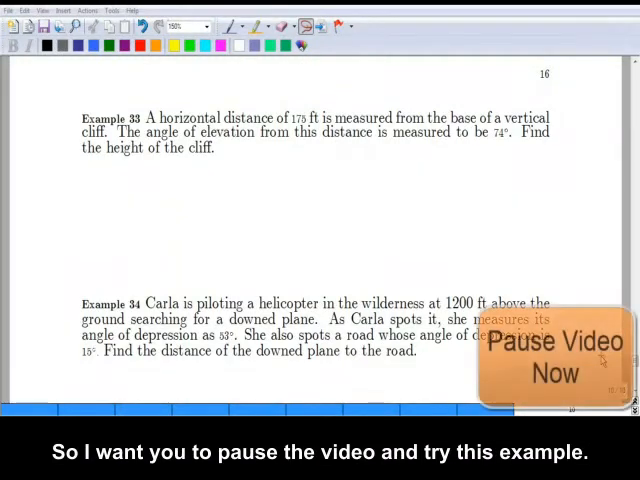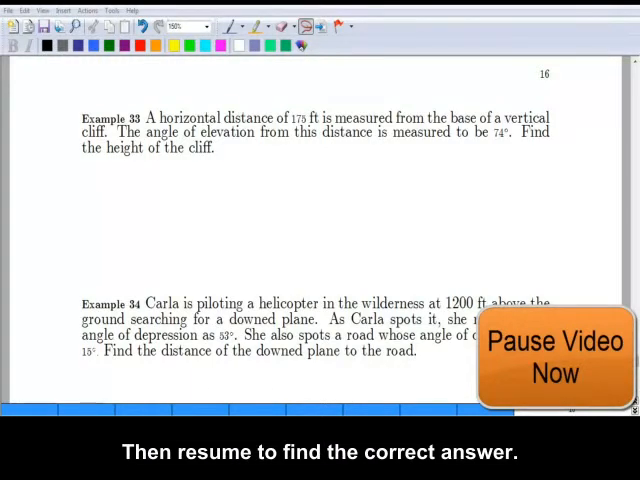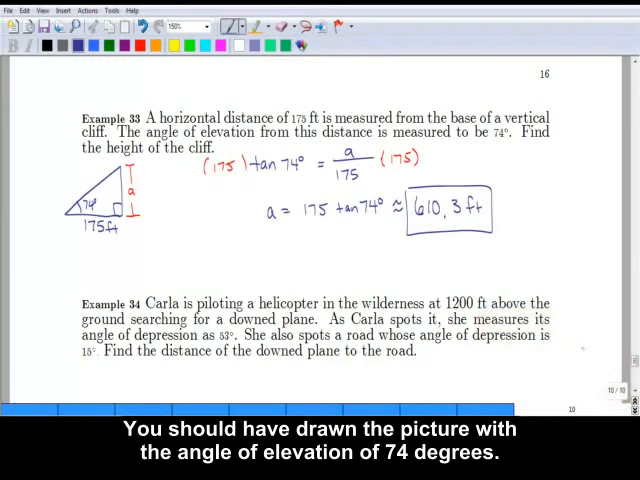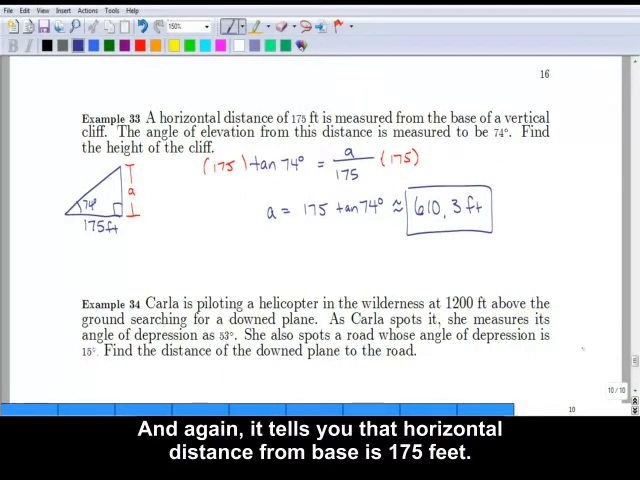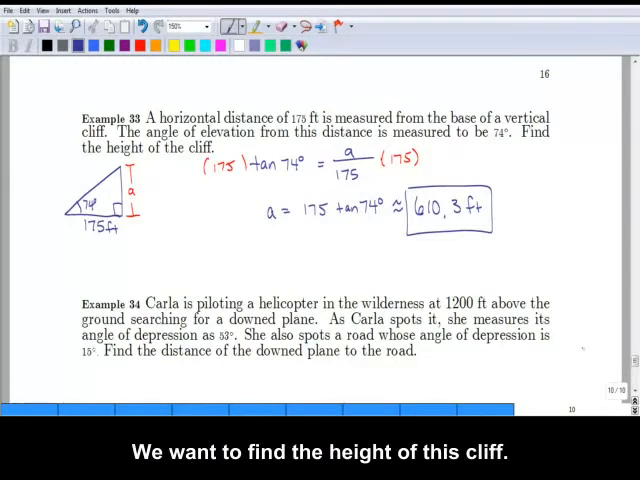So I want you to pause the video and try this example, then resume to find the correct answer. You should have drawn the picture with the angle of elevation as 74 degrees, and again it tells you the horizontal distance from the base is 175 feet. We want to find the height of this cliff.